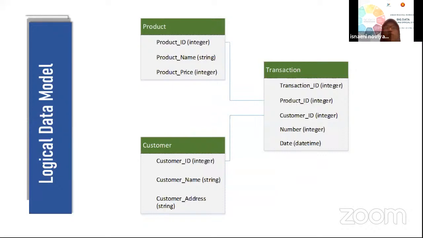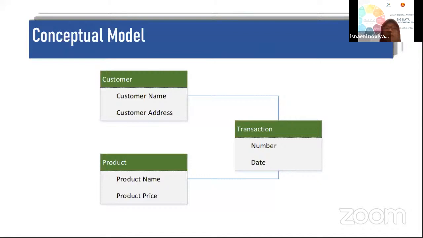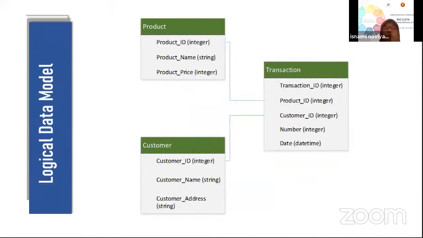So in the logical data model, if we look at the conceptual model, there are differences between them. In the logical data model, we already define the type of the column, and maybe we already consider the unique key that can be implemented in each entity. For example, for product, we add a product ID as a unique key, and the type is integer. Similar with the other entities, we define the type of attributes and the unique key for each entity.